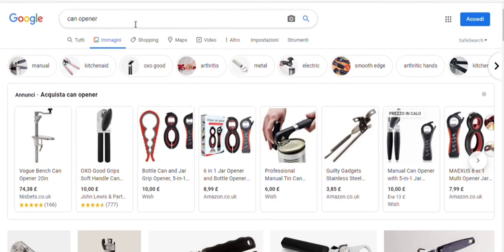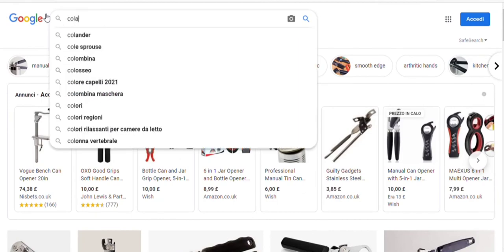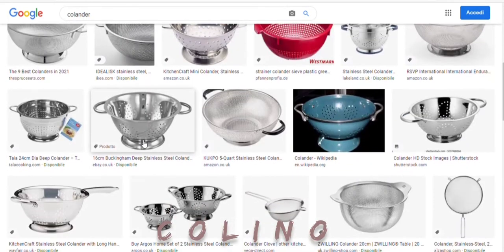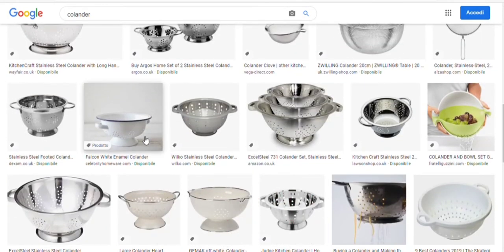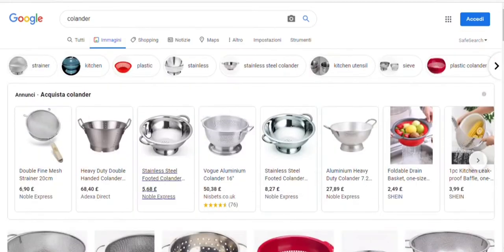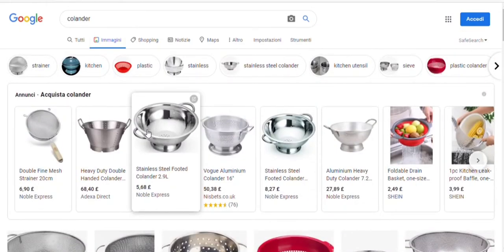Colander. Yeah. Colander is colino. It's for pasta. Yes, we use it for the pasta. What else? I think we have one thing left. What else do we use?